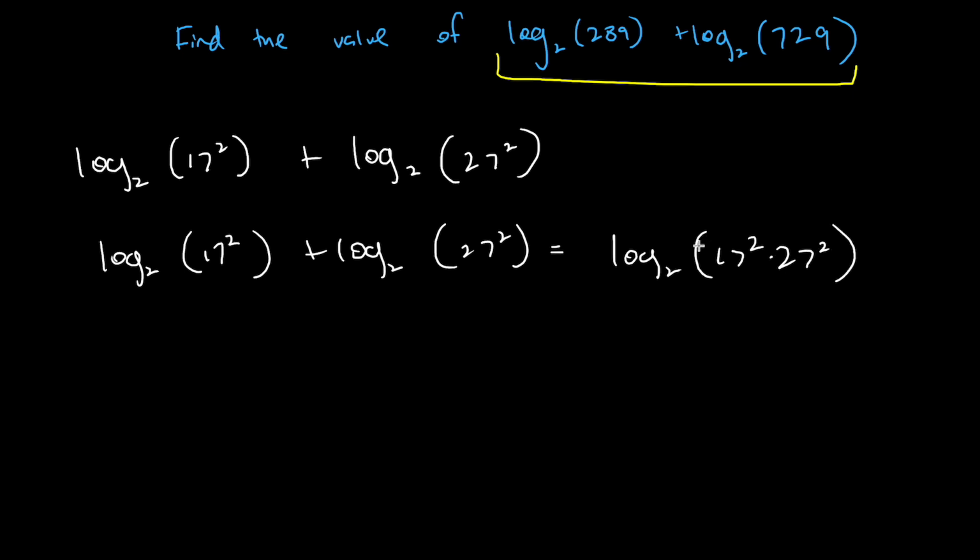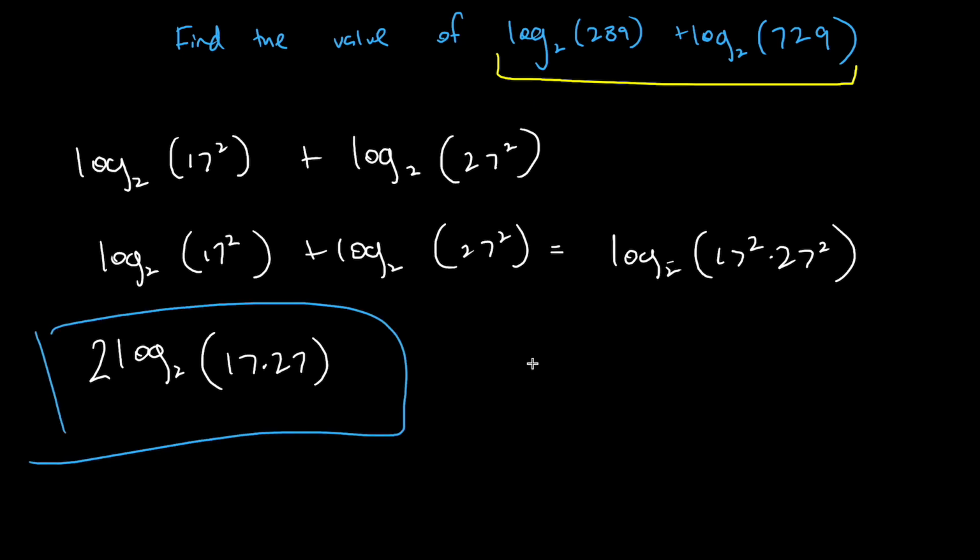Now we can use our power identity. We have log base 2 of 17 times 27, but we move the exponent to the front. So it's 2 log base 2 of 17 times 27. And this gives us our simplified logarithm.